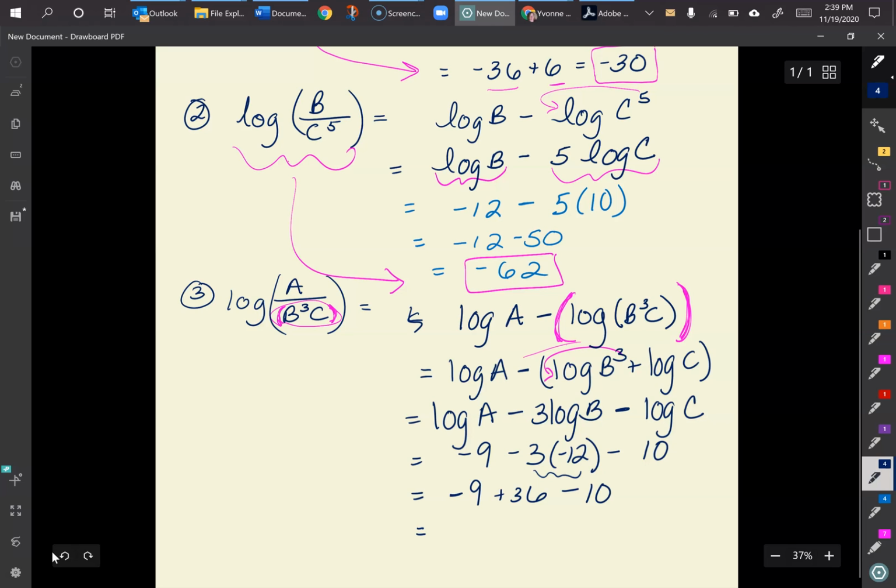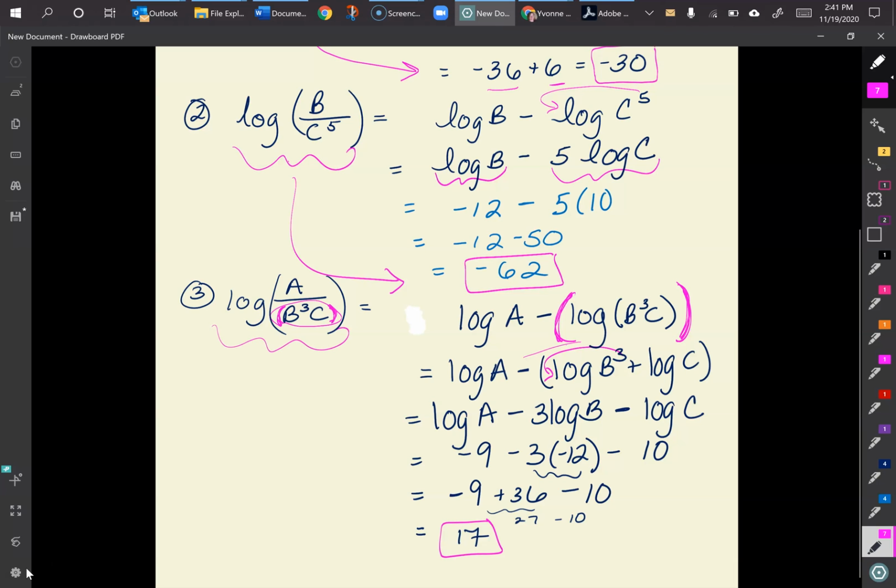And then I can just go ahead and calculate those. Okay, so negative 9 plus 36 will give me a positive 27 in there. And then subtract my 10, and I will get 17 for my answer on that one. So this whole log of A over B cubed C, given those equivalencies listed above, will be equal to 17.